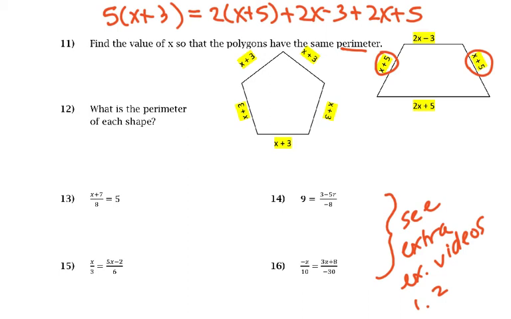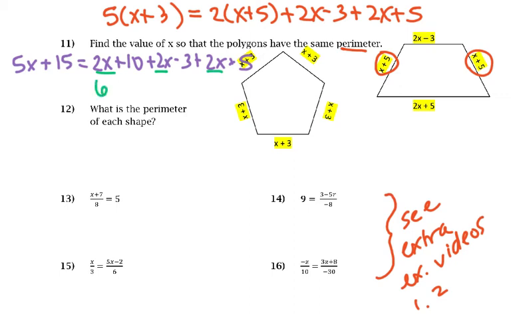Okay, so I'm going to solve that, and I'm sorry I can't write too small, you won't be able to see it, but I'm going to distribute first. I'm going to have 5x plus 15 equals, and then on the right side I'm going to distribute, so I'm going to have 2x plus 10 plus 2x minus 3 plus 2x plus 5. On the right hand side I need to combine my like terms. So I'm going to have 6x, and then my 10 minus 3 is 7 plus 5 is 12.